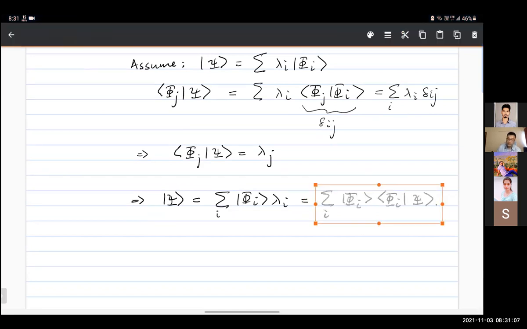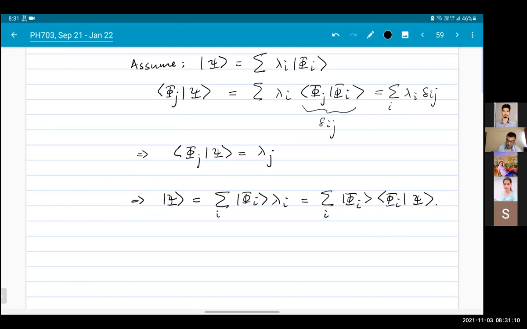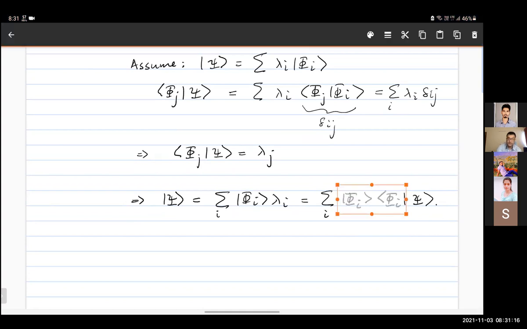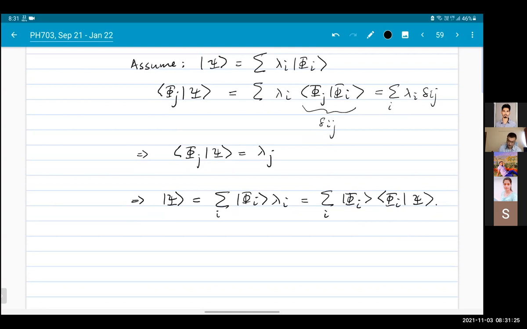Now, if you look at this expression, it can be viewed in another way. Rather than viewing this as a number, you can view this object, which is a bra followed by a ket, as an operator. Why is it an operator? Let me talk about that for a second. Say you have any two states, and I ask, what is this object? This is called the outer product.